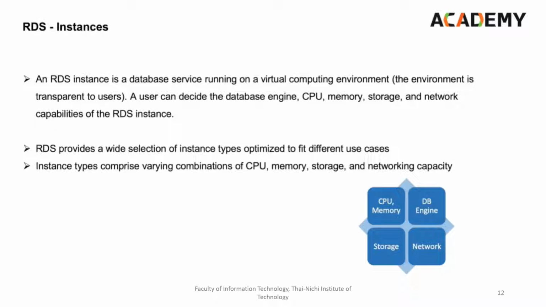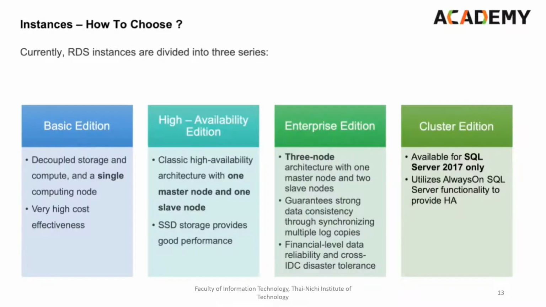So this is for customization. That doesn't mean that it has to be set up. It is automatically available in the cloud system. RDS provides a wide selection of instance types optimized to fit different use cases. The instance types comprise varying combinations of CPU, memory, storage, and network capacity.